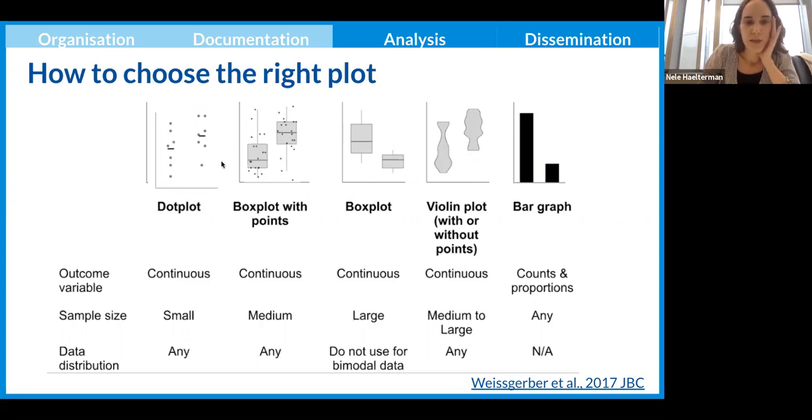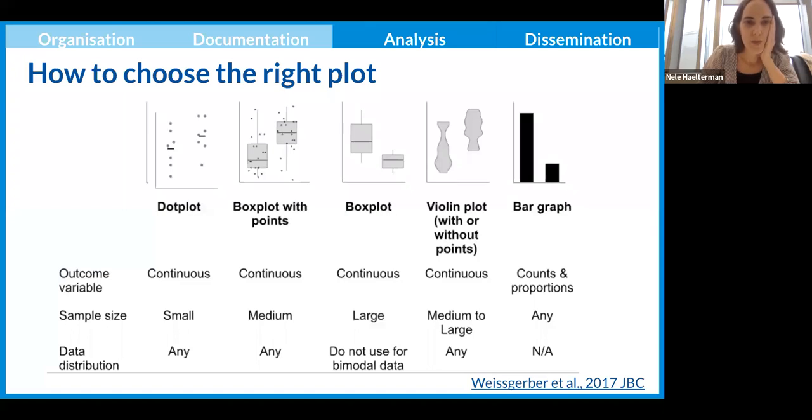Let's say now you've shown this data to your PI, and he thinks, oh, there might actually be a difference between group 1 and group 2, but I'm not entirely convinced. I want you to repeat this experiment a couple more times. Now you find yourself with a medium sample size.